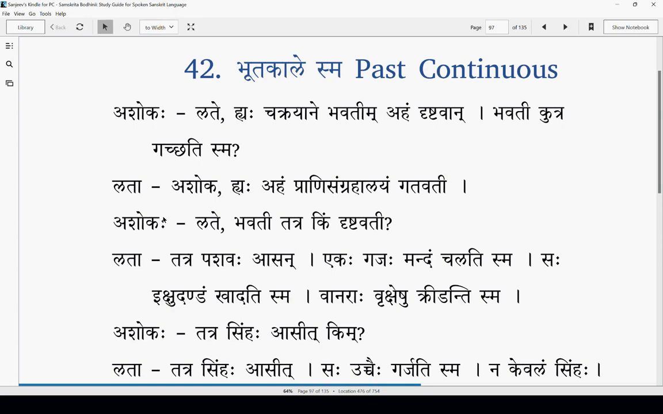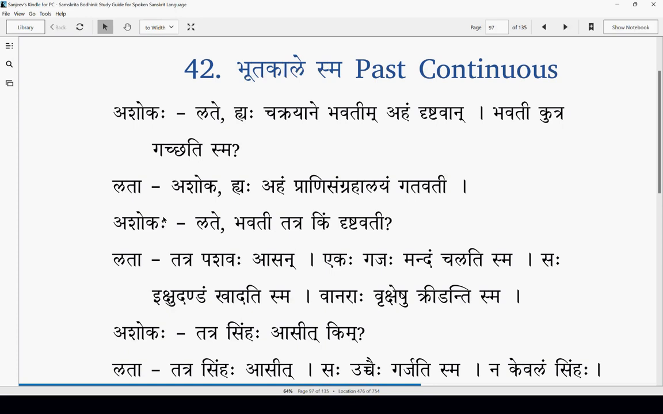So here Sma is used everywhere. The first question Ashoka was asking, Late Bhavati Kim Tatra Kim Dushtavati, means what did you see there? Now here Lata is explaining. There were Pashavaha. Pashavaha is Bahuvachanam of Pashuhu. There were animals, and then Ekaha Gajaha, Mandam Chalati Sma.